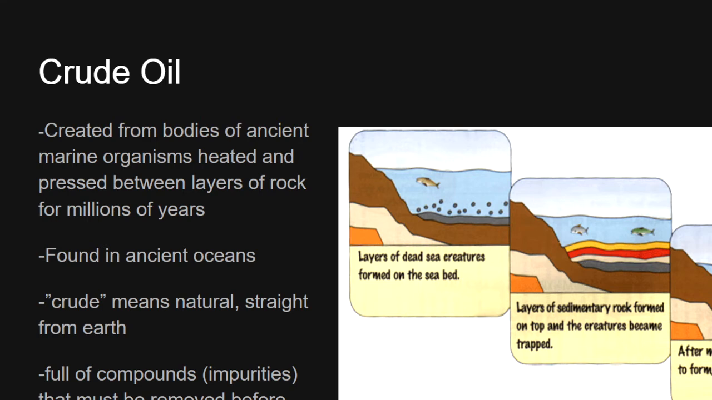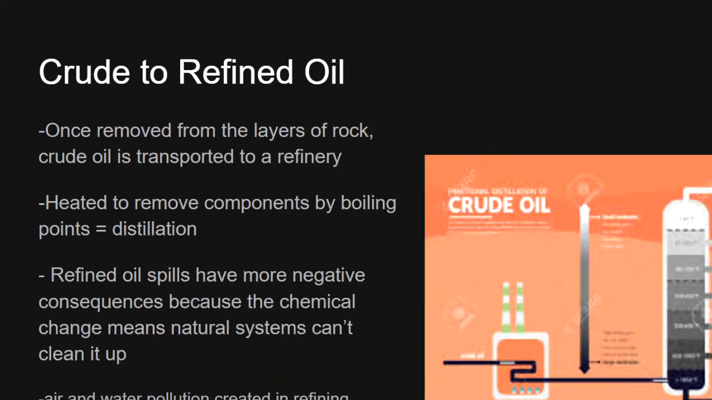Crude oil, though, because it is crude and natural, is full of compounds and impurities that have to be removed before we can use it. And so we're going to talk about how we take crude oil and turn it into refined oil. To do that, we're going to do a process called distillation. We take the oil out of the layers of rock, we transport it to a refinery. Once it gets to the refinery, they just heat it up at set segments of temperature, and as they do that, different components will boil out, and that process is called distillation.